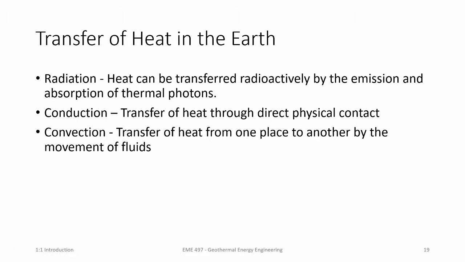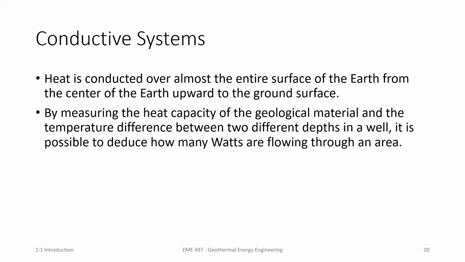Heat transfer on Earth occurs in three different ways: either by radiation, where heat is transferred radioactively by the emission or absorption of thermal photons, or conductively, where heat is transferred through direct physical contact, or convection, transfer of heat from one place to another by the movement of fluids.